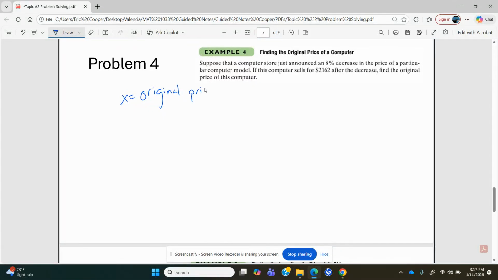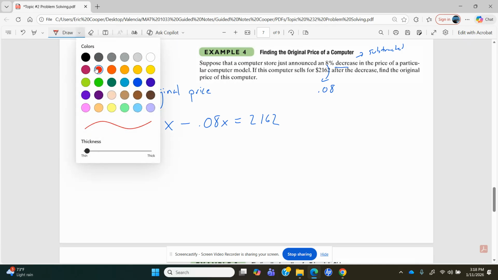What is the original price? Okay. One thing we do know is that we took the original price and there was an 8% decrease, which means it got smaller. We subtracted it. So if the original price was x, we'll decrease it by 8%, and we'll write 8% as a decimal, so we'll call it 0.08. So we're going to take the original price, and we're going to decrease 8% of the original price, and after that happens, it's going to equal $2,162.